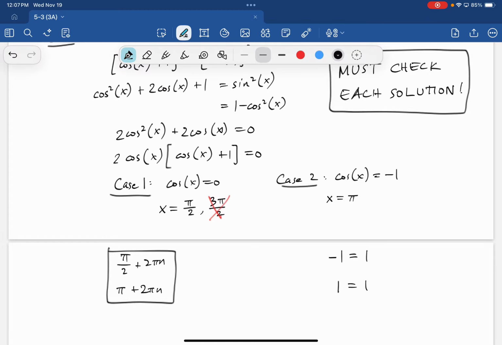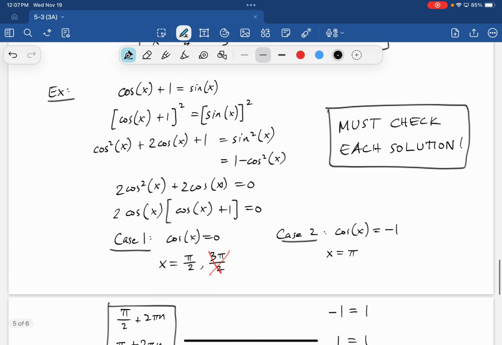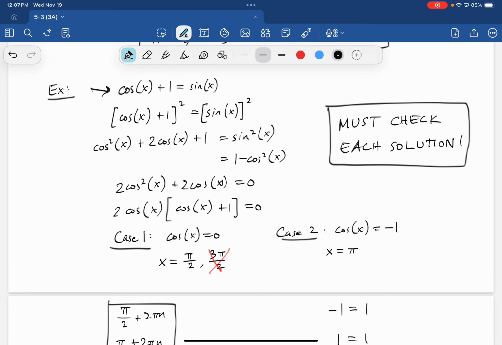How do you check it? You have to plug it back into the original equation before you squared it. So you can plug it back into any equation prior to the process of squaring it, because that's the problem step. That's the one that introduces extraneous solutions.